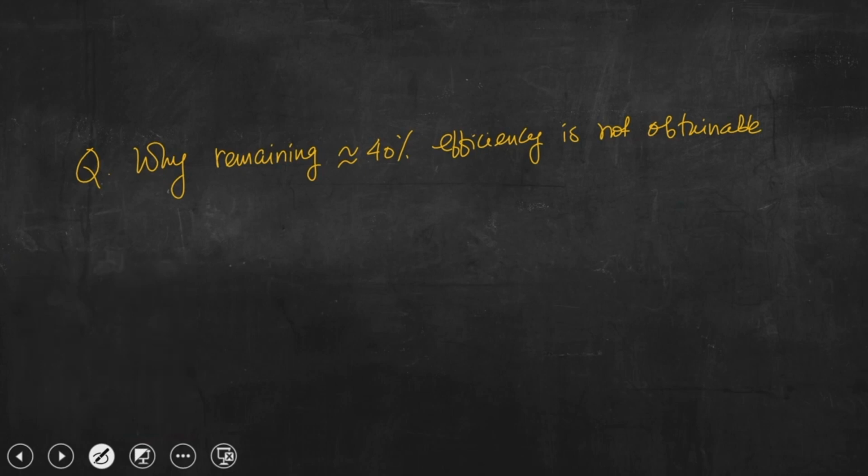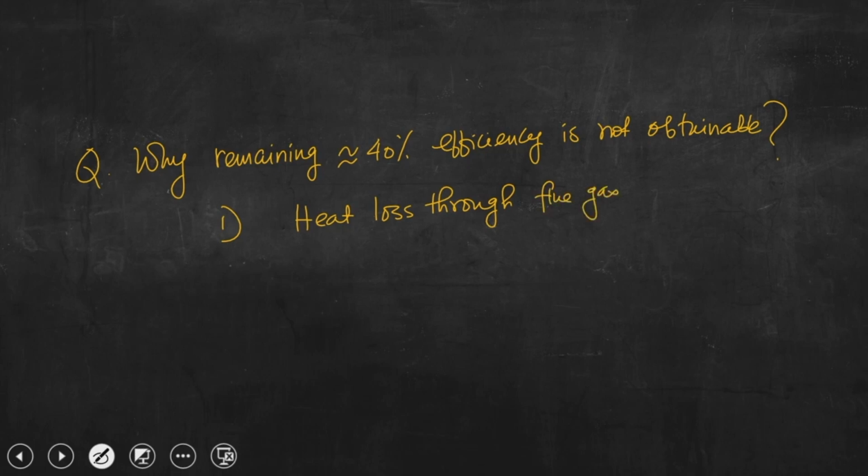There are several factors for which we are not going to get this 40% of efficiency. What are those? Number 1 is the heat loss through the flue gas.